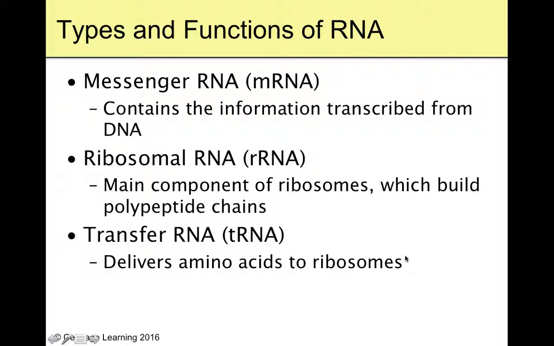So when we look at types of RNA, we've got a few different types you need to know about. Messenger RNA, or the mRNA. You guys probably already know this guy. He's got the information that we transcribe from the DNA. He's going to leave the nucleus and code for a protein. Ribosomal RNA, rRNA, is the main component of ribosomes. Ribosomes are the organelle which build proteins. Incredibly important stuff. Transfer RNA, or the tRNA, is going to deliver the amino acids to ribosomes.